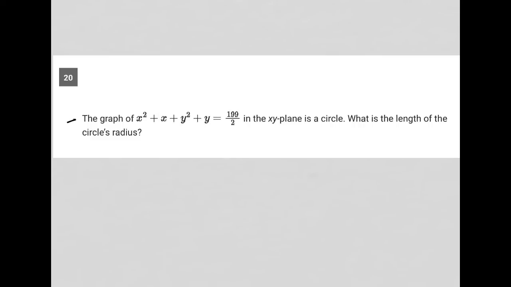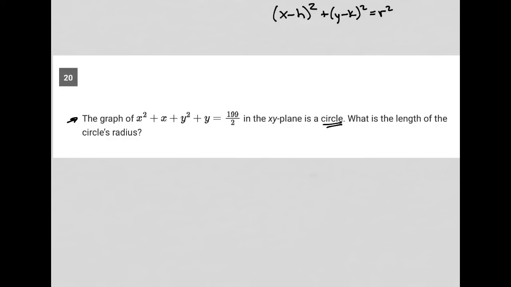So this question says the graph of x squared plus x plus y squared plus y equals 199 over 2 in the xy plane is a circle. Okay, let me just stop right there. So the equation for a circle should look like this: (x minus h) squared plus (y minus k) squared equals r squared.